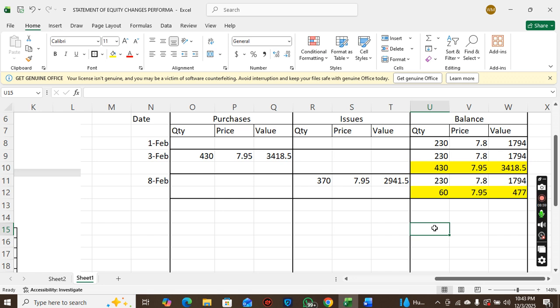We got from the last goods that came in, these 430, we got 370 from them. That's why we've remained with 60. So we've reduced from the balance column, sir, because if we never reduced, it would have still stayed 430 at 7.95.